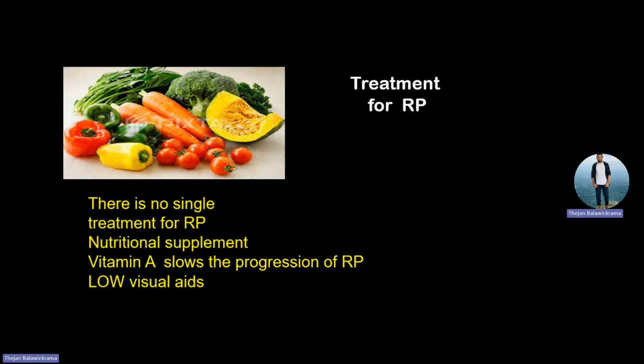The rods are basically nourished by vitamin A, so you give them as much food as possible that contains vitamin A, the yellow stuff. You can give them vitamin A tablets also. And when it progresses, you have to put them on low vision aids. Tell them, be with them, and go through the whole thing. Don't worry, we are going to look after you, but at the correct time, put them on low vision aids and follow them up.